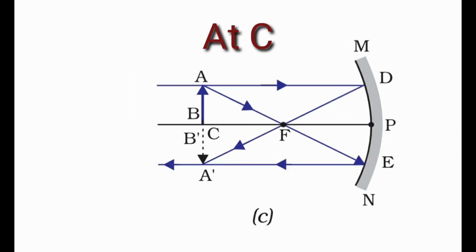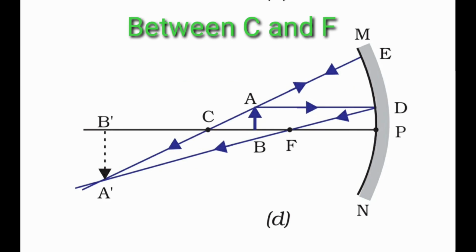Third case, when the object is placed at center of curvature C. Means, we will discuss the special rays. One ray coming parallel to the principal axis passes through focus. Second, the ray incident through focus will be reflected parallel to the principal axis. Hence, the image formed will be of the same size as that of the object in this case.